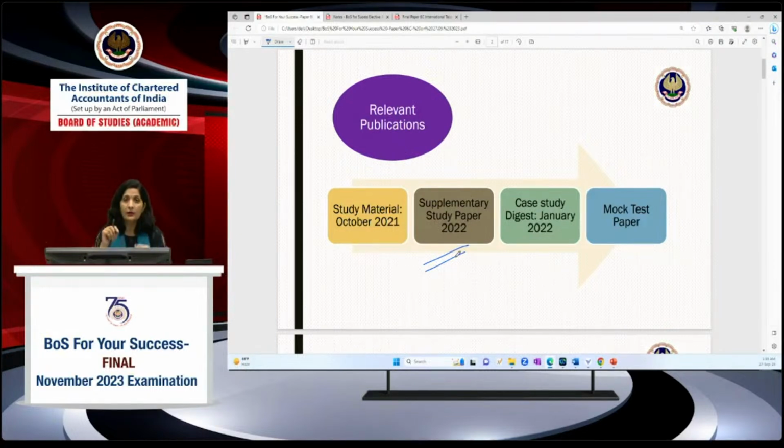At the end of the chapter in the supplementary study paper, there is a note mentioning which questions you have to ignore in this chapter. So ignore those questions written in that note. Other than this, the other questions which are relevant are clearly mentioned in the supplementary study paper.